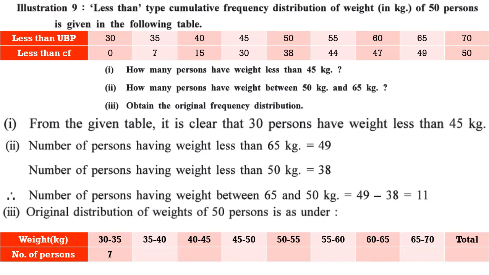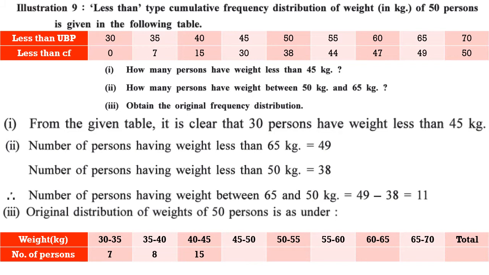Less than 40 is 15, less than 35 is 7. So 15 minus 7, 8. Once again, 40 to 45. People less than 45, 30. People less than 40, 15. Difference between 30 and 15, 15.